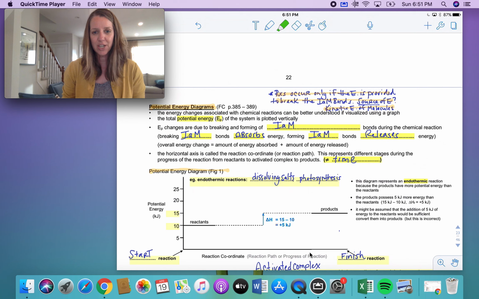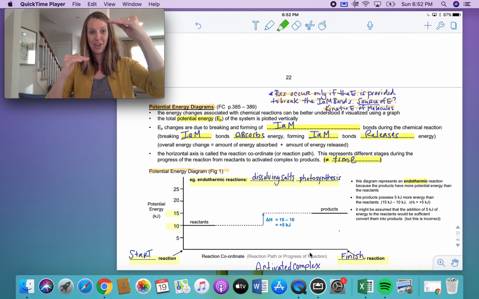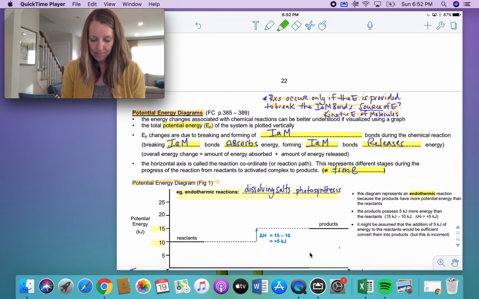So you can see on this little diagram right here, basically you're just going to have two lines. And are those lines going to have the reactants lower than the products, or are those lines going to have the reactants higher than the products? Okay, and that's just going to be the difference between whether this chemical reaction is an endothermic reaction or whether it's an exothermic reaction. So remember that energy changes within a system, okay?